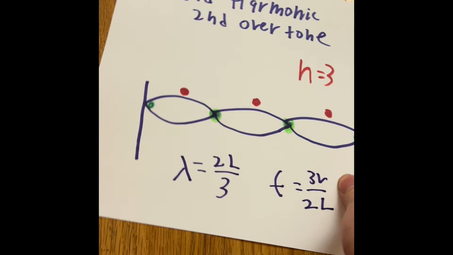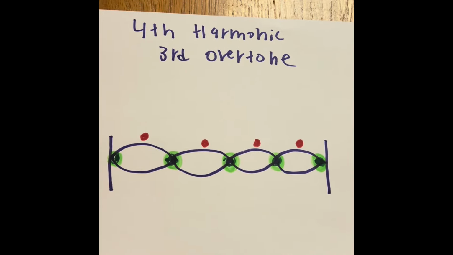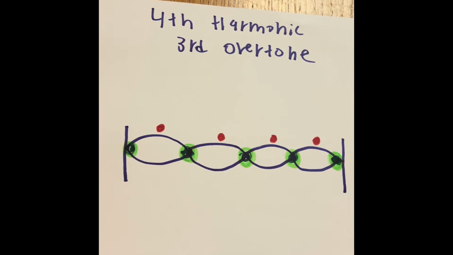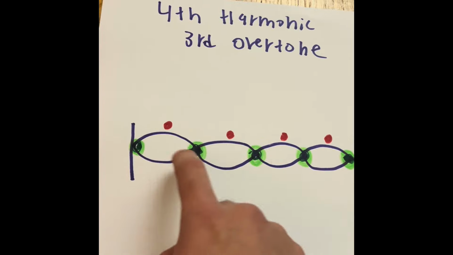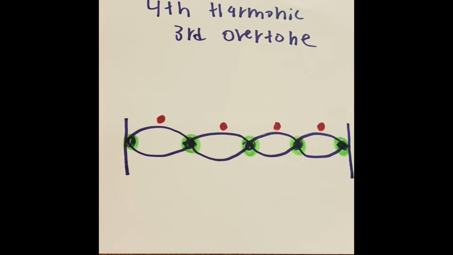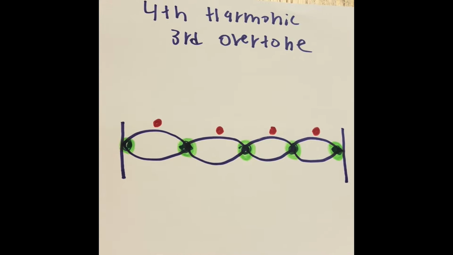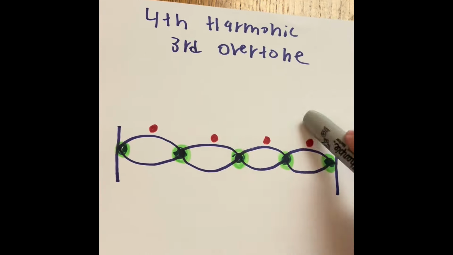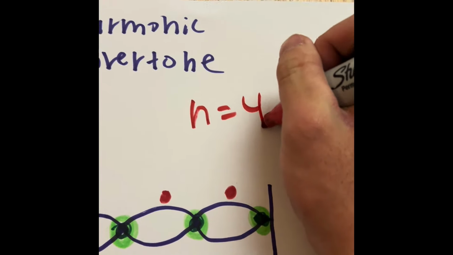Let's take a look at the next one. So the fourth harmonic or third overtone is going to be a lot bigger. Notice how every time we go to another harmonic and another overtone, we have more of these tiny waves. They get more, but they get smaller each. Just an observation. So how much is this one? The fourth harmonic or third overtone has 1, 2, 3, 4 antinodes. So we're going to put that as n equals 4.